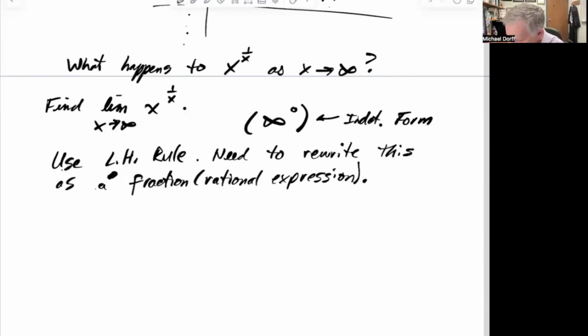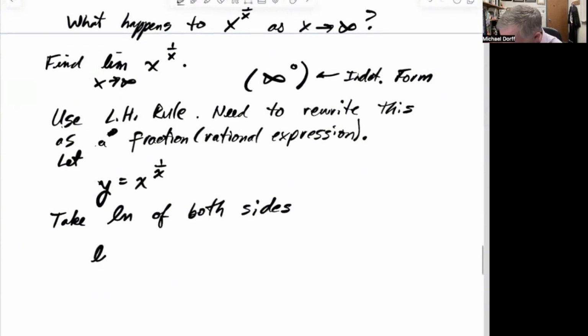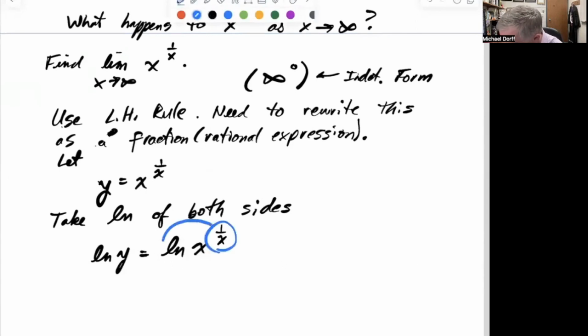So we're going to do the same thing here. Let y equal x to the 1 over x power. Then we're going to take the natural log of both sides. So then we have the natural log of y equals the natural log of x to the 1 over x. And as I mentioned, the reason you do this is because now you can bring this exponent out front so that it now looks like 1 over x times the natural log of x.